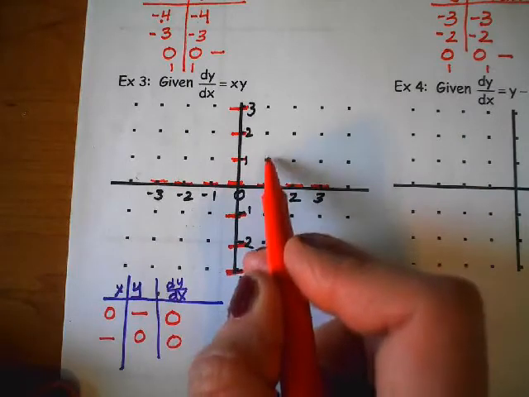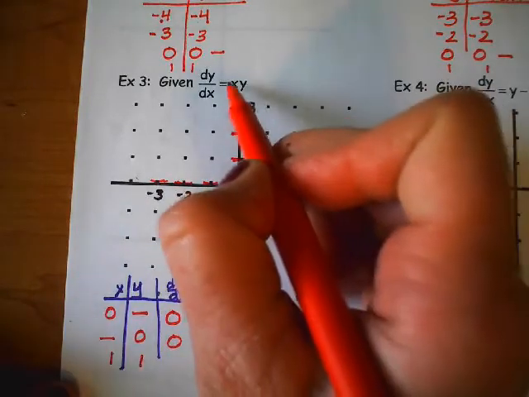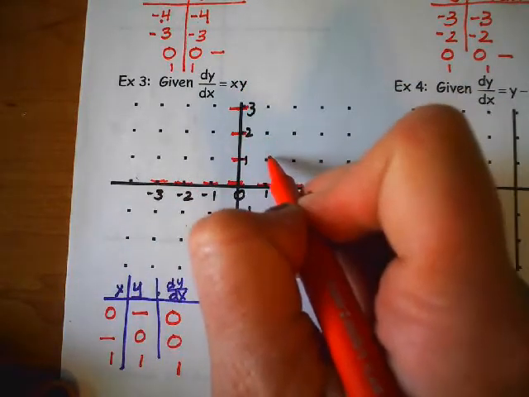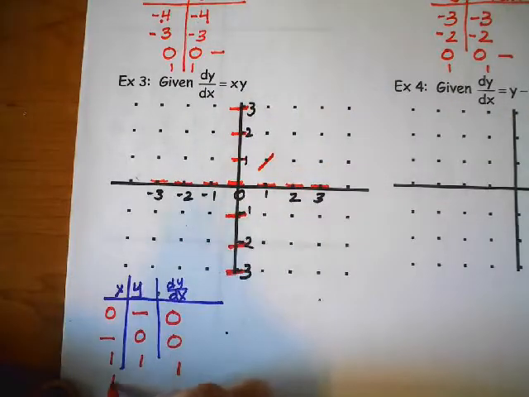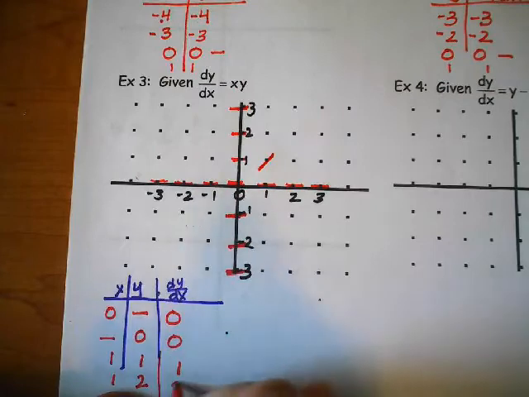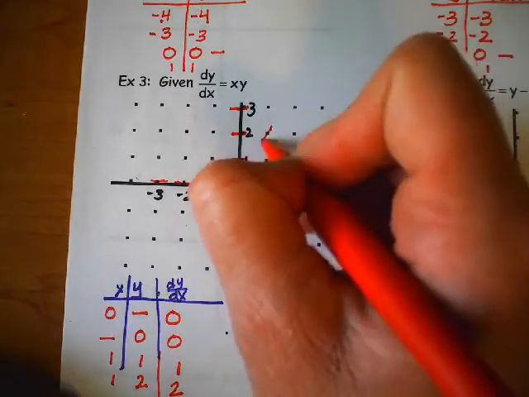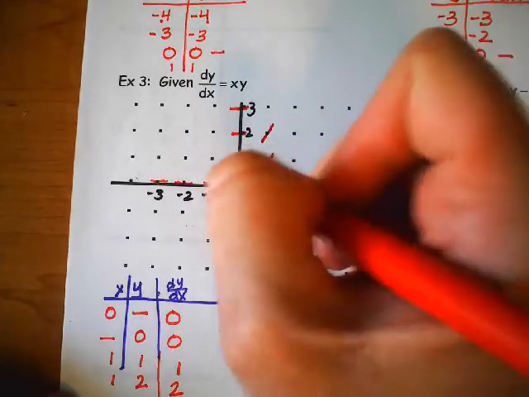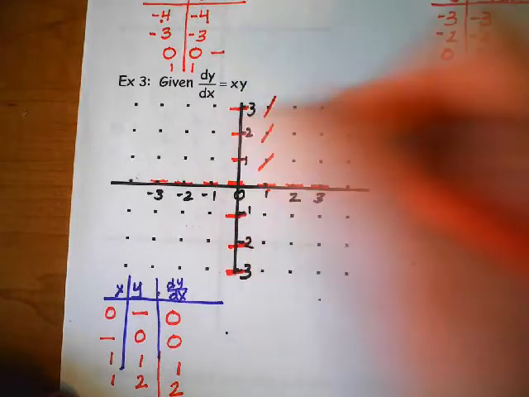I would say, starting in the first quadrant, 1, 1. Well, 1 times 1 is 1. So at 1, 1, I have a slope of 1. Then I'd say 1, 2. Well, 1 times 2 is 2. So at 1, 2, I'm a little bit steeper. At 1, 3, 1 times 3 is 3, a little bit steeper.